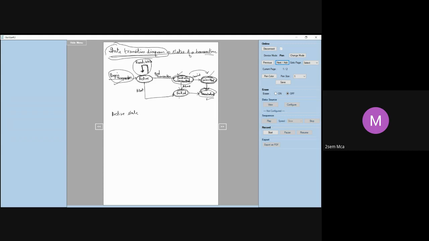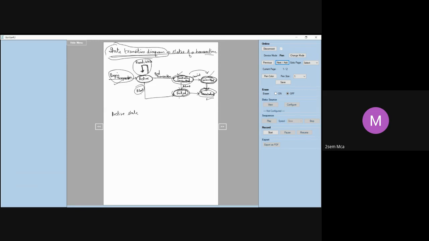A transaction during its active state also can get crashed, it can fail. That means it will get aborted, then it will come to the failed state. Even when it is in the partially committed state, it can get aborted and come to the failed state. So if any of the checks have failed or if the transaction is aborted during the active state, it can go to the failed state.